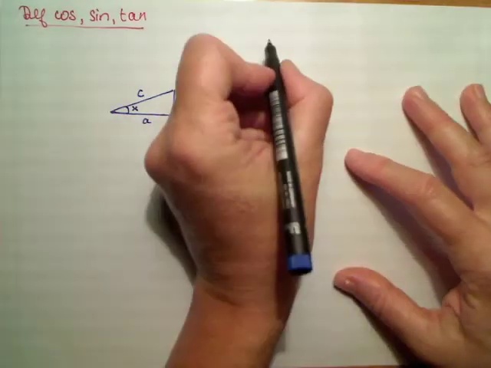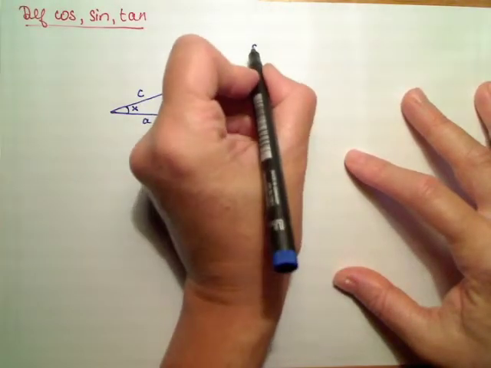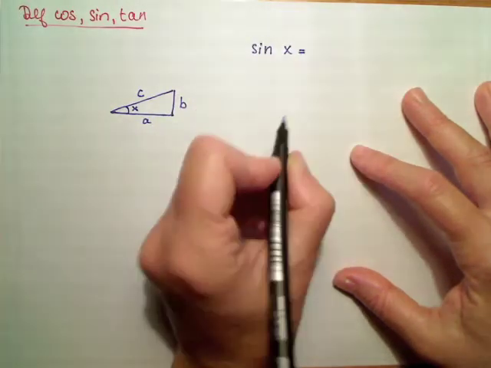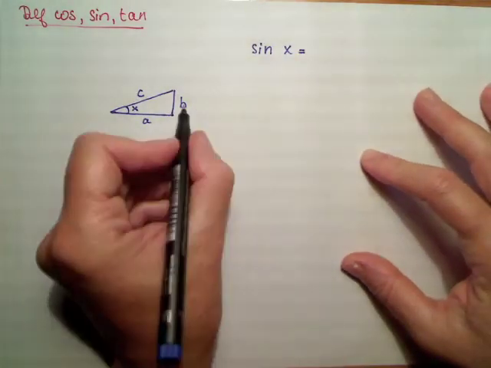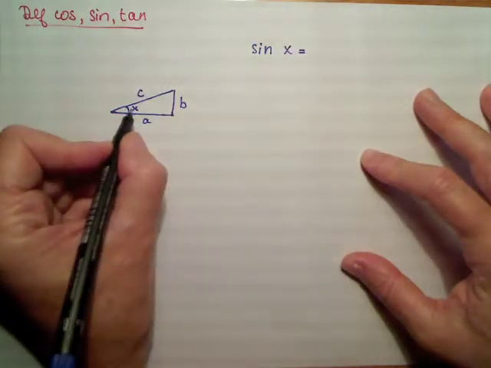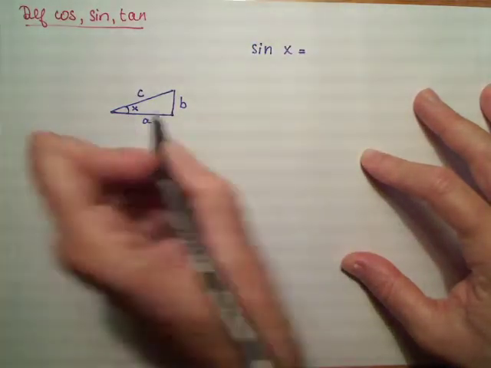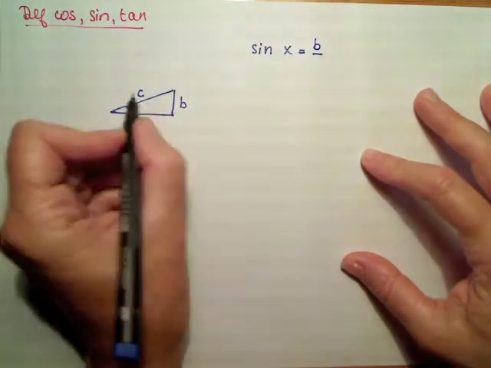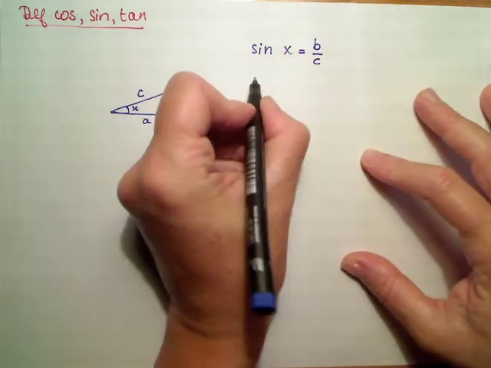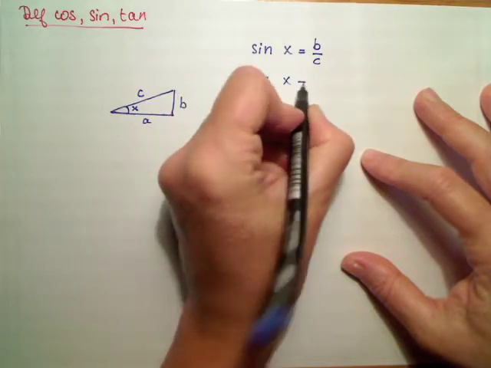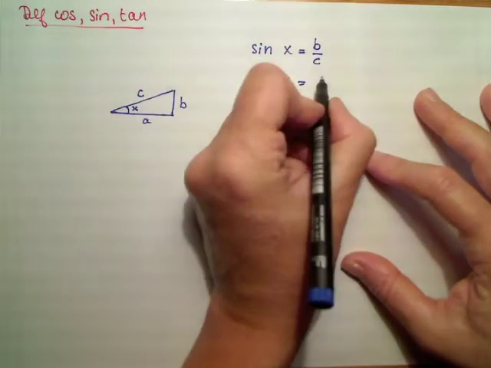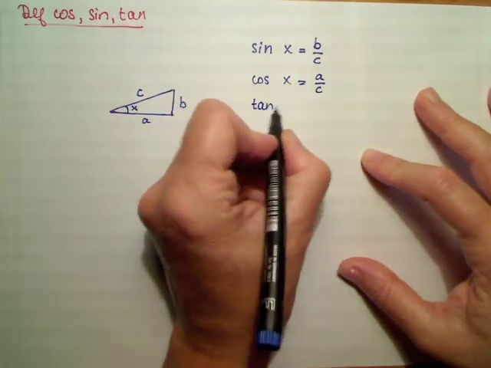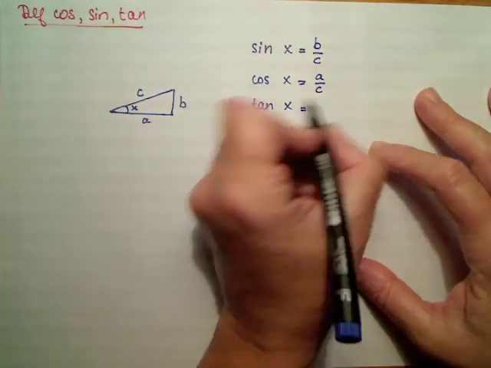And then how we define these trigonometric functions is by telling us that the sine is equal to this side over that one, if the angle we are interested in sits here. So we get b over c. The cosine is equal to this side over c, and the tangent is equal to b over a.